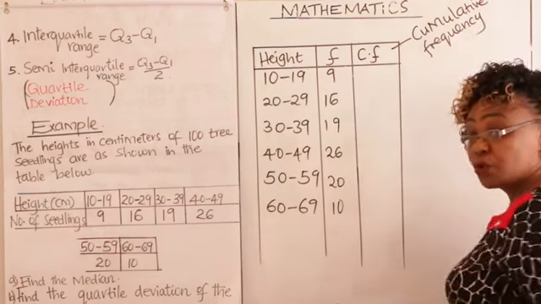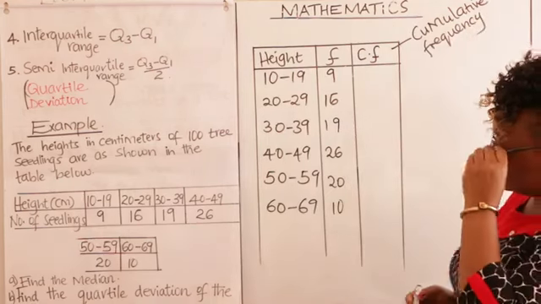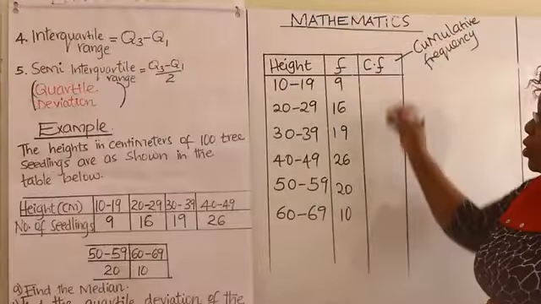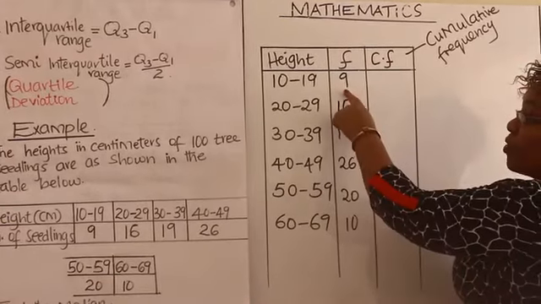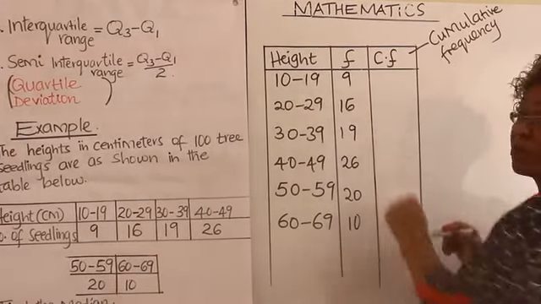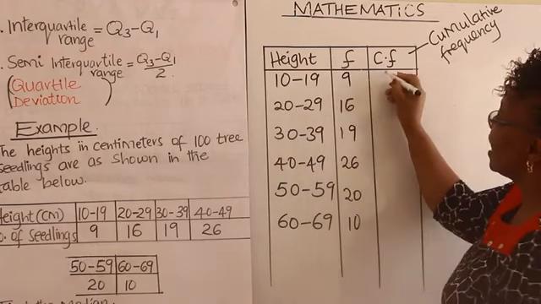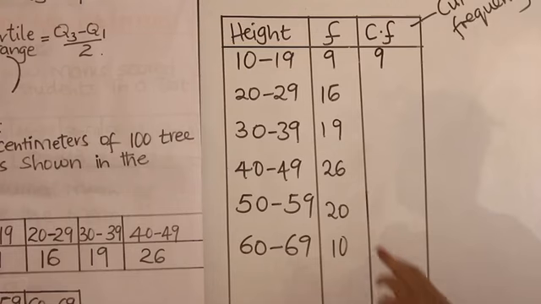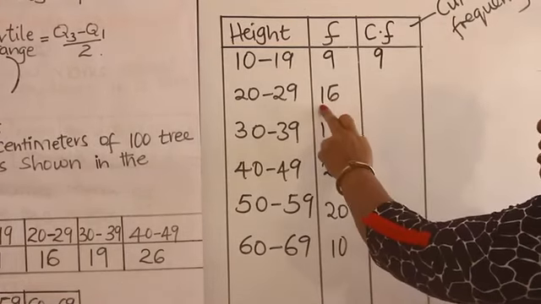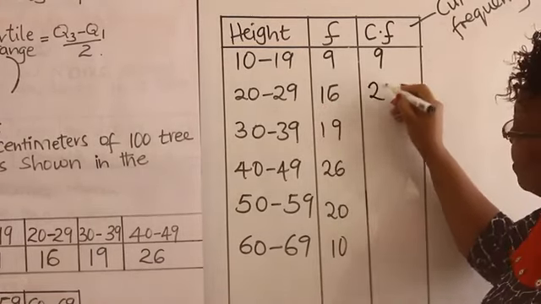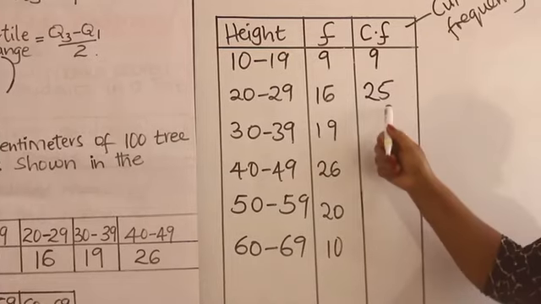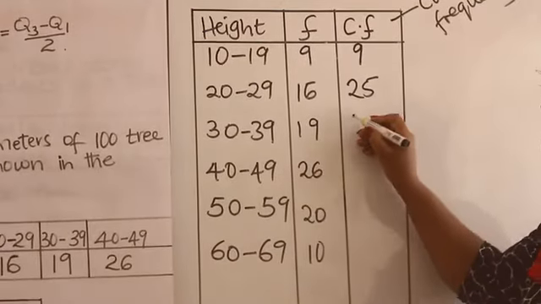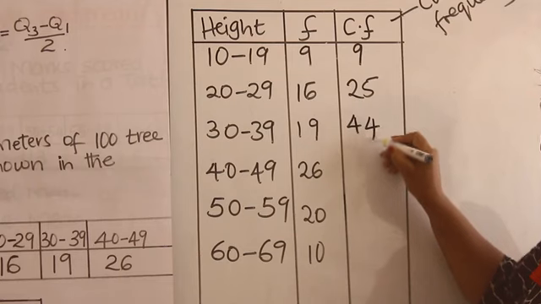So you did this in form 2. How do you put it down? You go to the column for frequencies. It is got from frequencies. So if this is 9, you put 9 there. You start with the 9 also. Then you say 9 plus 16 gives you 25. 25 plus 19, that gives you 44.